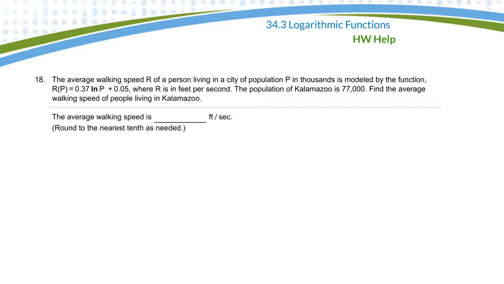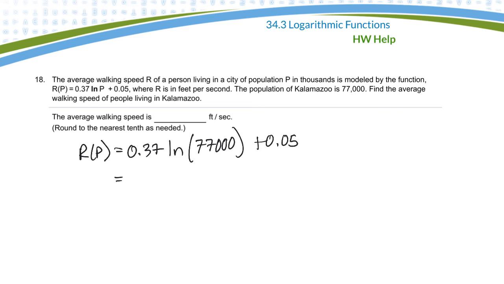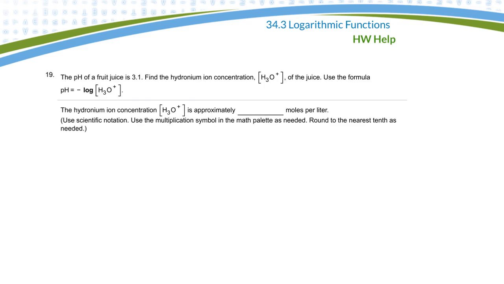Okay, here's a couple of worded questions to finish off. Average walking speed is given by that. Population is 77,000. Find the average walking speed. So walking speed will be 0.37 ln of P, where P is population, so 77,000, plus 0.05. So just plug that into your calculator or into decimals, come up with a number.